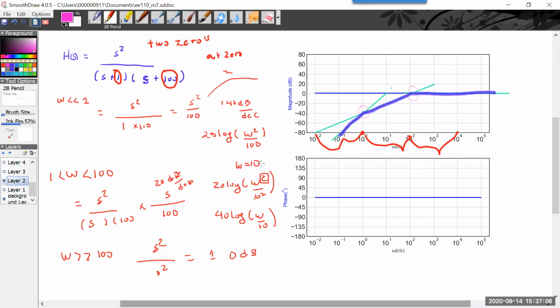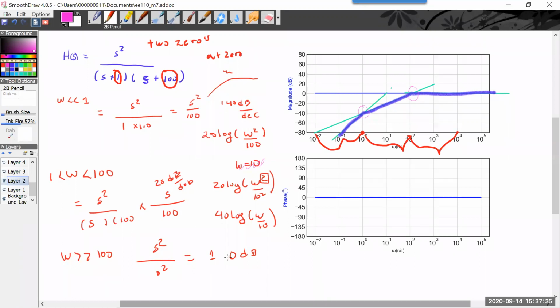If you're saying here, I'm not quite sure. I didn't like what I was saying there. My question is, on your left hand side, your red pen says when omega is greater than 100, it's S squared over S squared. So when we take 20 log of that, should that be 0 dB instead of 10?